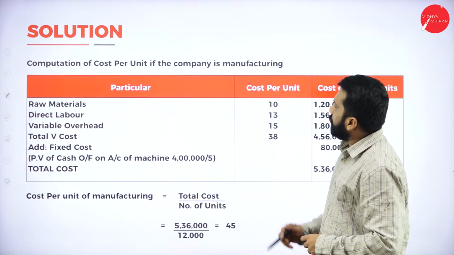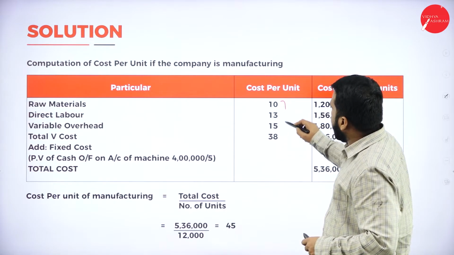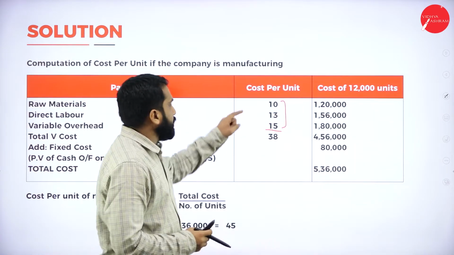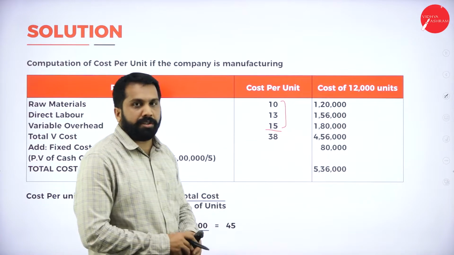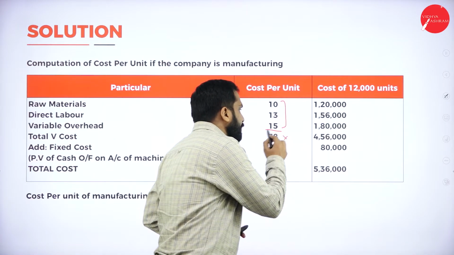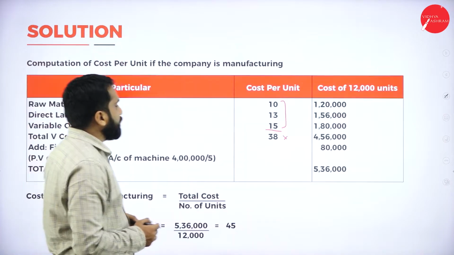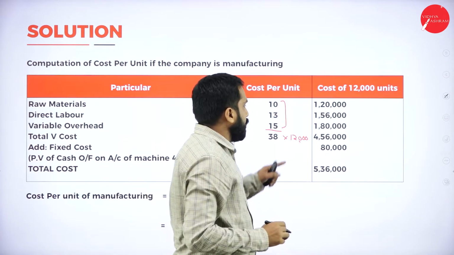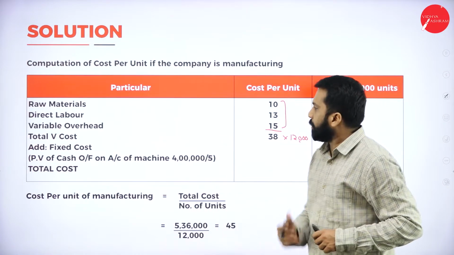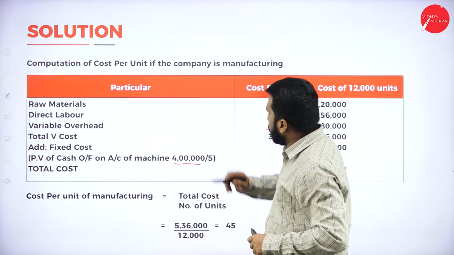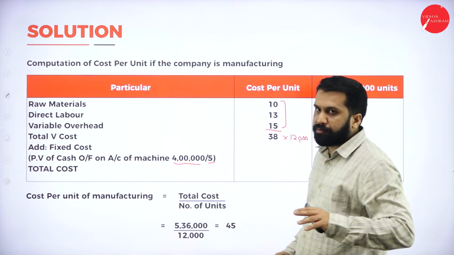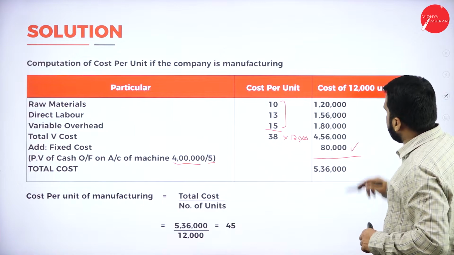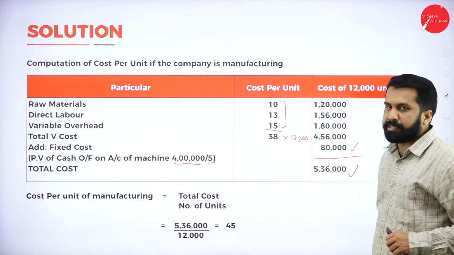This is what you are supposed to do. Now, what is the cost? Add everything. You got 38. No need of multiplying individually. 38 you can multiply with the number of units, 12,000. Now, after this, what is the cost? 4 lakh is the value of the asset divided by number of years, 5 years. 4 lakh divided by 5, you get 80,000. Add everything, you will get 5 lakh 36,000.